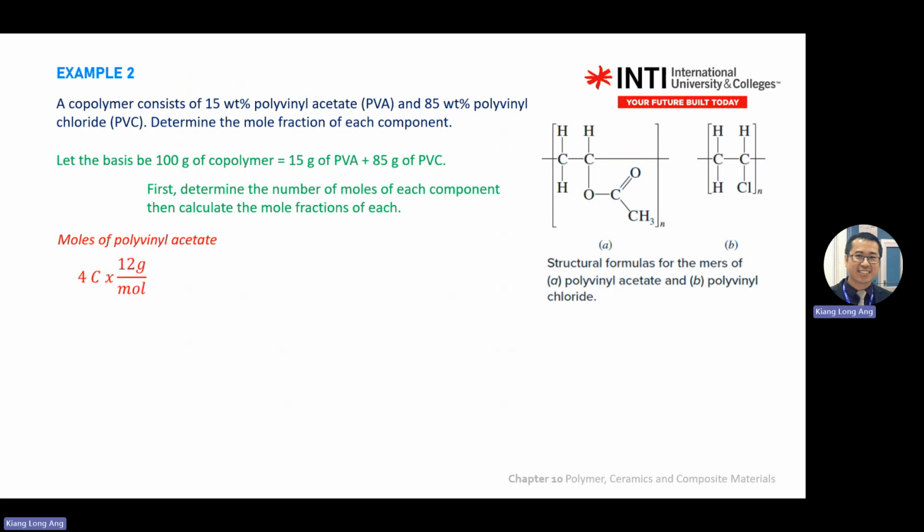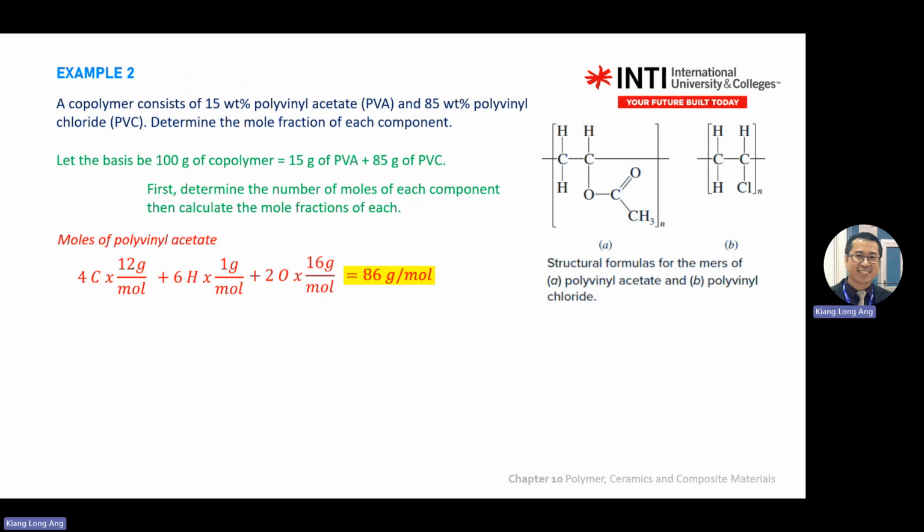Okay. So for polyvinyl acetate, you have all this, right? You have 4C. 1C is 12. So 4C, 6H, 1, 2, 3, 4, and then 6. Each hydrogen is 1, and oxygen is 16. You have 2O here. So it adds up to 86 gram per mole for one monomer.